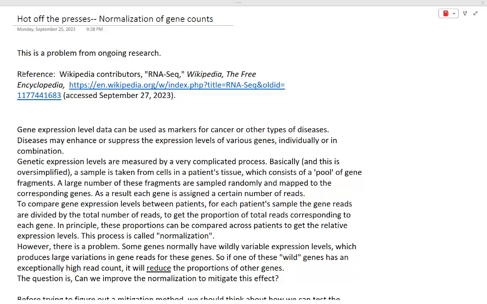Okay, this project has to do with normalization of gene counts. And I say hot off the presses because this is a problem from ongoing research. We're working on a certain project and this issue has come up. If you want some background to the method, you can look at this article.